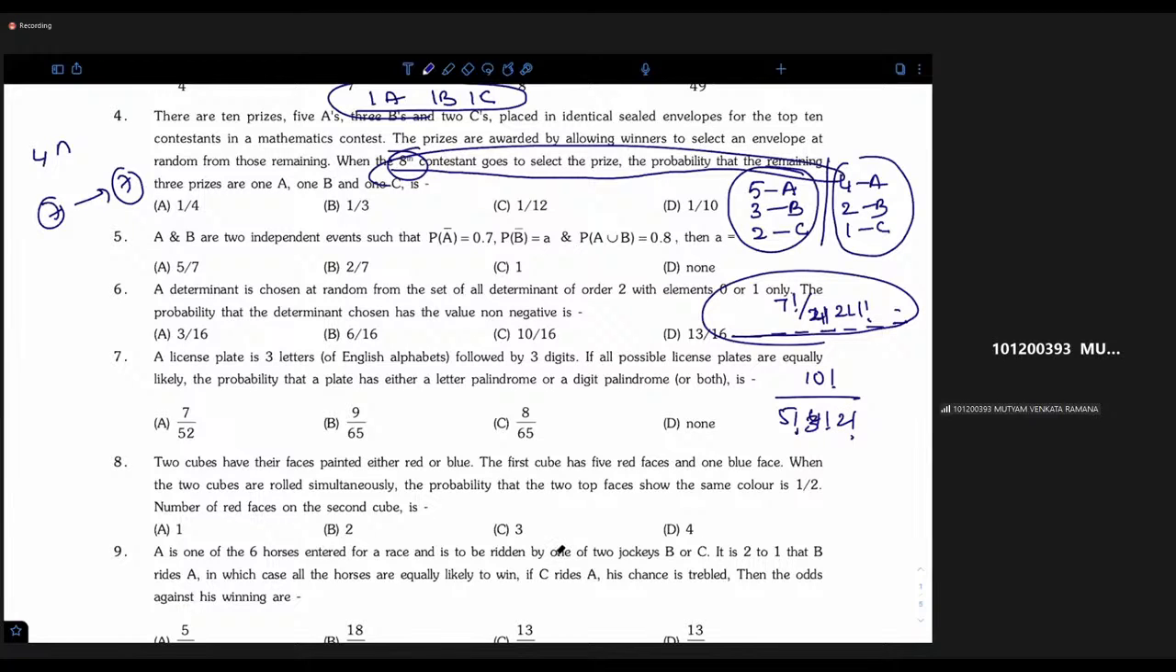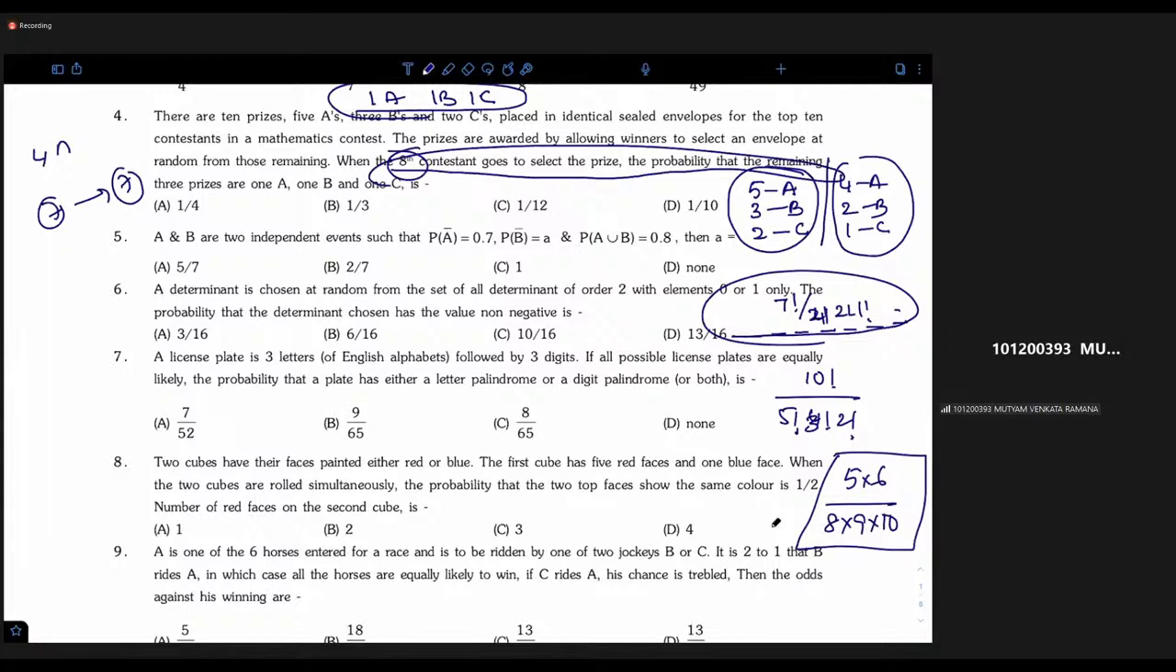Now here what is happening? When you cancel this one, 5 into 6 by 8 into 9 into 10 is coming. I'm getting the answer as 1 by 4, no, I got 1 by 4 only. Did I make any mistake here?